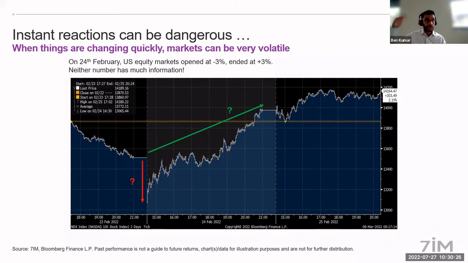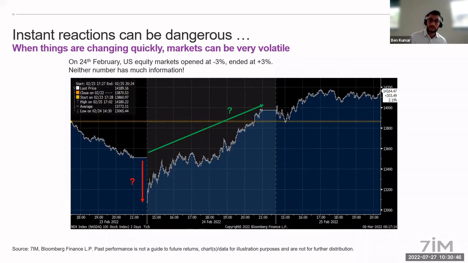Neither number, up 3%, down 3%, has much information in it, but you could have either missed out on 6% of gains, or you could have made 6% of gains, none of which had anything to do with information. The same is true when you looked at the Brexit vote. The FTSE was down 7% overnight and then finished the day up.